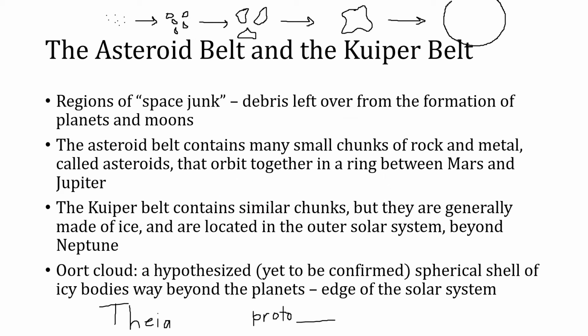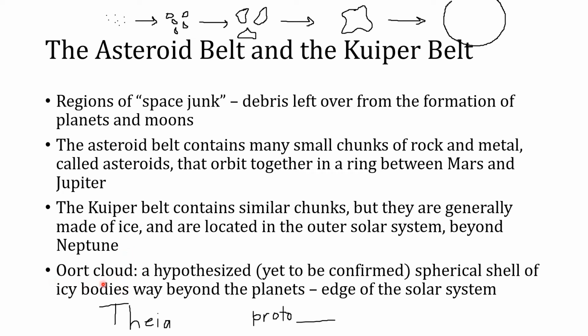And so basically, that's what it is. It's this ring of space junk, space debris that orbits between Mars and Jupiter. And then the Kuiper belt is a similar thing, but instead of chunks of rock and metal, they are made of ice, and those are what we call comets. And they live in a similar ring, but they're way out in the outer solar system beyond the orbit of Neptune. And so it's basically like the outer solar system icy equivalent of the asteroid belt.